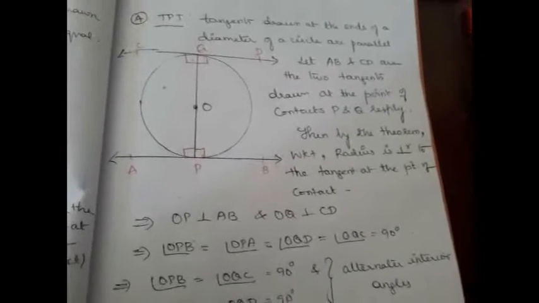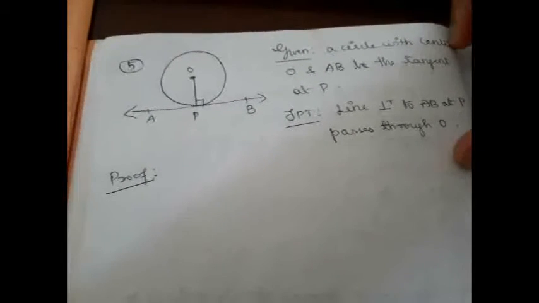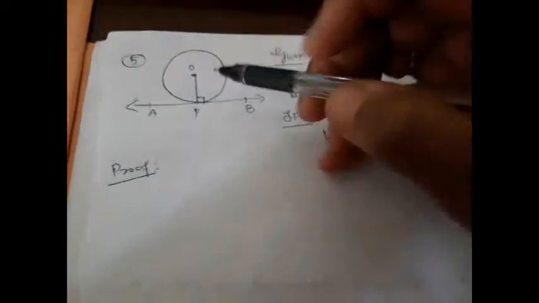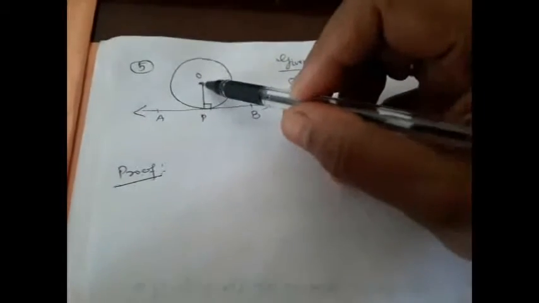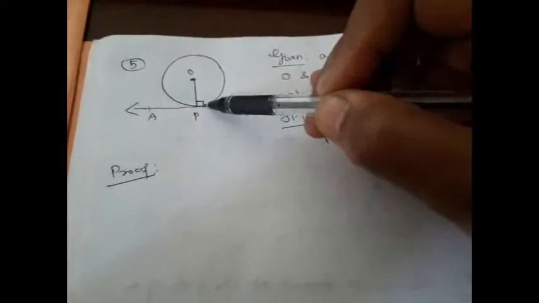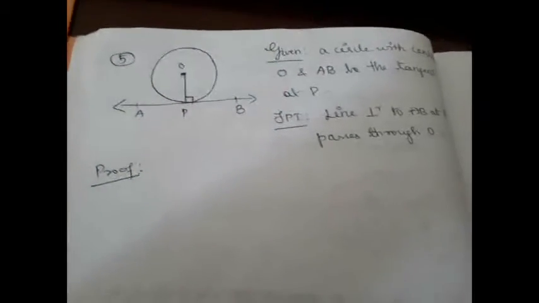Let us move on to the next question now. We are in the fifth question now. What is given is a circle with center O and AB tangent at B. They ask you to prove that the perpendicular at the point of contact to the tangent passes through the center. I repeat, what they asked you to prove is that any perpendicular which is drawn at the point of contact of the tangent passes through the center. That's what we need to prove.